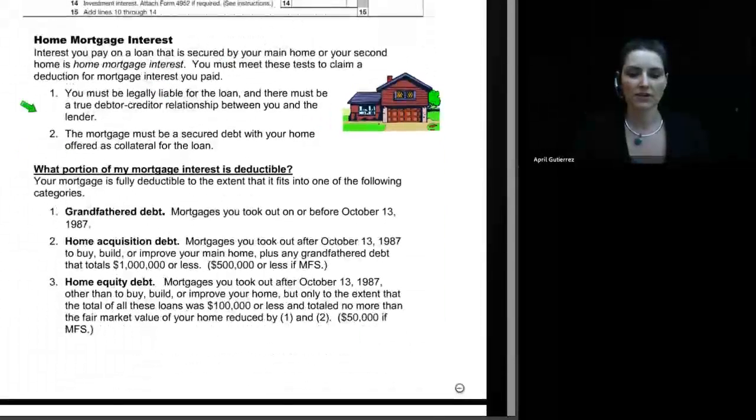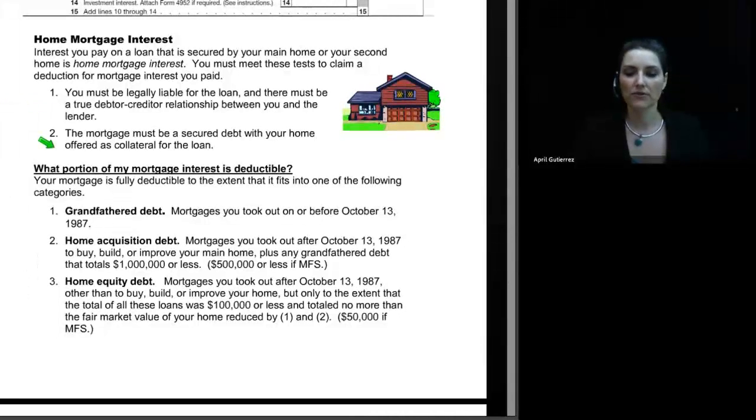So mortgage interest, what is it? Well, interest you pay on a loan that is secured by your main home or your second home is home mortgage interest. You must meet these tests to claim a deduction for the mortgage interest you pay. You must be legally liable for the loan, and there must be a true debtor-creditor relationship between you and the lender. The mortgage must be a secured loan with your home offered as collateral.